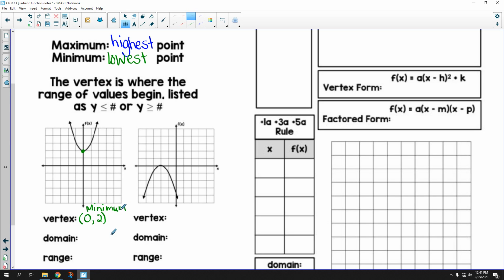Then we have the domain. Remember that the domain is the x values that this parabola covers. So we know for sure it's at 0. And we can see that the parabola is also at the x value of 1. And oh, look, it's close to here, right? So what are the x values that this parabola covers? What do you guys think?